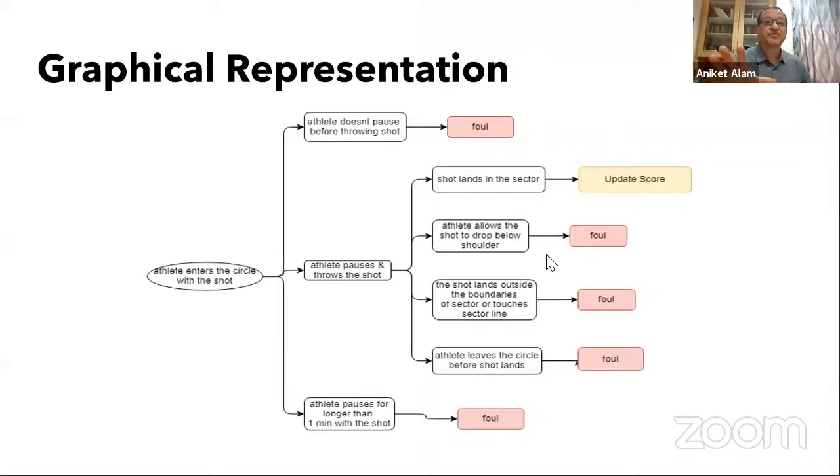And it tells you what the possible things are once the athlete enters the circle with the shot. There are three possibilities, and two of them would lead to an immediate foul. The third does not. But after the third happens, there are four possibilities. And that's it. That's the universe of possibilities, right?